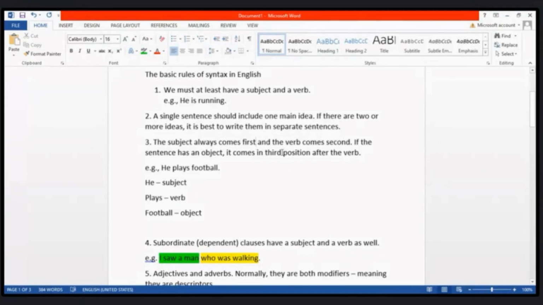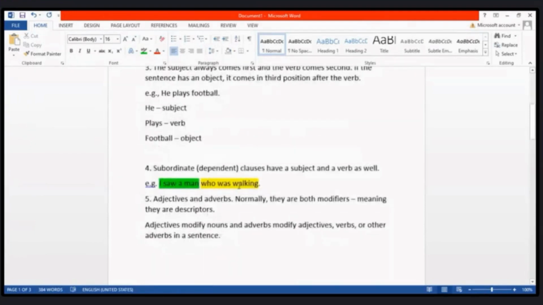Now, for the third rule, normally, as usual, in a sequence, the subject comes first, then the verb, and if you have an object, then the object comes. So in the first position, we've got the subject, then the verb, then the object. All right. Then in the fourth rule, we also know that a dependent clause, or as we say, the subordinate clause, also has a subject and a verb. But a dependent clause is dependent on the main verb to give it a complete meaning.